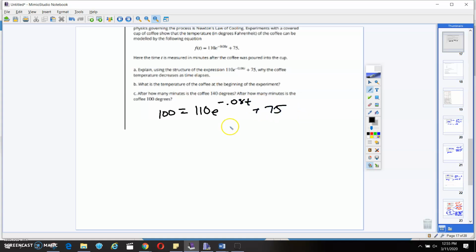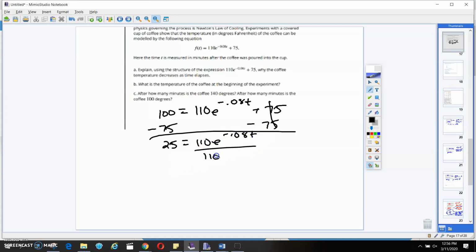First thing you're going to do is subtract 75 on both sides. That's going to give you 25 on this side. Then you're going to divide by 110 on both sides.